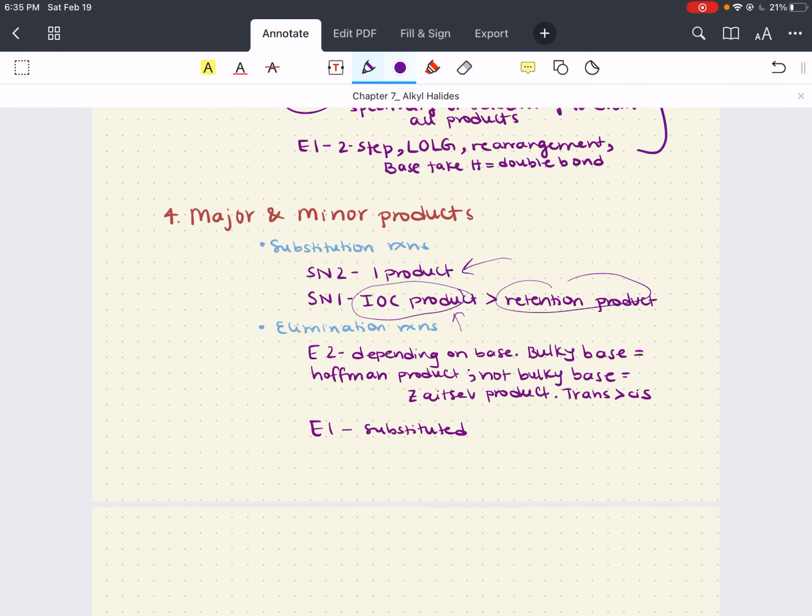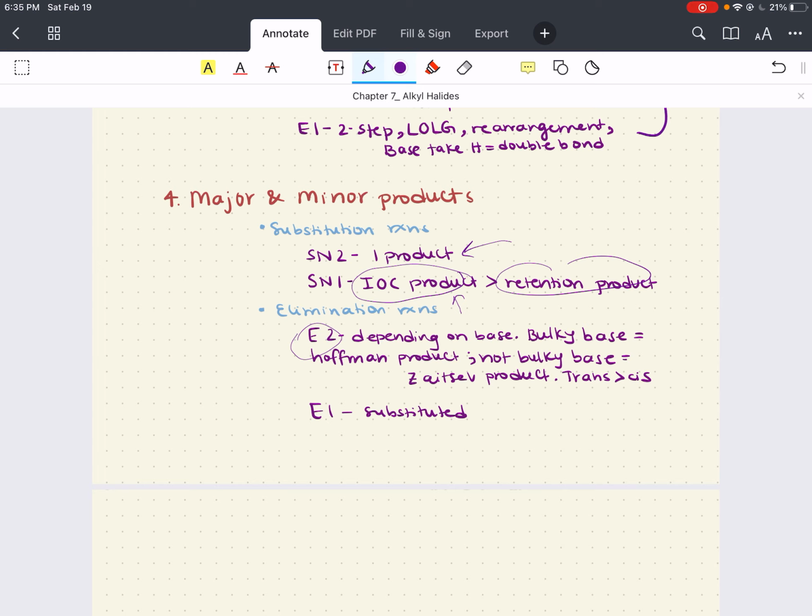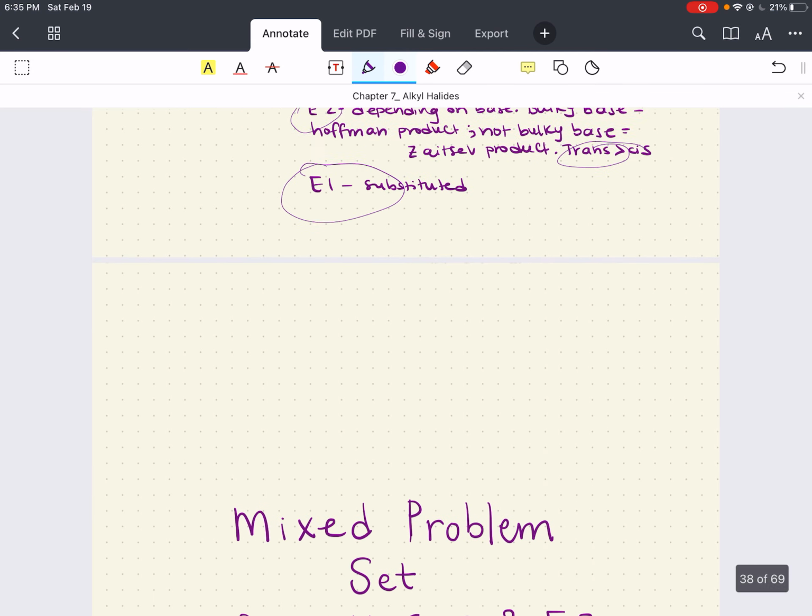All right, for elimination reactions, for E2, it depends on the base. If you have a bulky base, your Hoffman product is your major product. Not a bulky base, it's your Zaitsev product. That's your more preferred product. And there's also the preference of trans over cis. These are all important things to keep in mind as you draw products and then determine what is major and what is minor. And we're going to get to E1 soon enough.